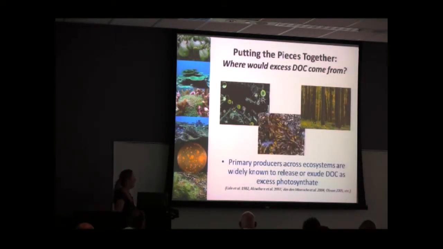So where would DOC come from on a coral reef? We took a step back and looked at the literature around the world across all different types of ecosystems, and we found that pretty much all primary producers, whether it be trees, shrubs, or grasses on land, release some proportion of their daily fixed carbon. They can't actually assimilate it all into tissue, and so they leak out these sugars, in the case of trees, through their roots. Phytoplankton do it, macroalgae do it, so why wouldn't coral reef algae do it?